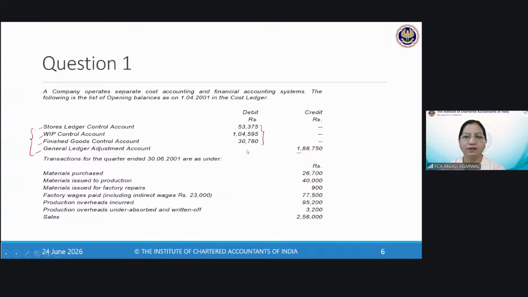So once you have pasted the opening balances of all the four accounts, now you see what is happening in the transactions for the next quarter. So material is purchased 26,700. What will be the journal entry? Material control account debit to general ledger adjustment account. I will now onwards write it as GLA. Okay.